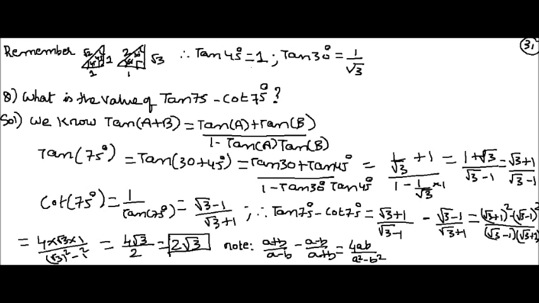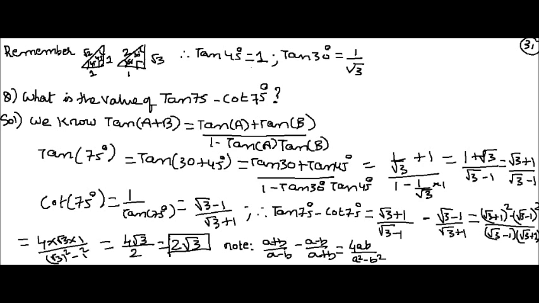Similarly, cos 75 is nothing but (root 3 minus 1) by (root 3 plus 1). Now tan 75 minus cos 75, doing some arithmetic calculations, we can come to the conclusion that it is 2 root 3. So the answer is 2 root 3 here.